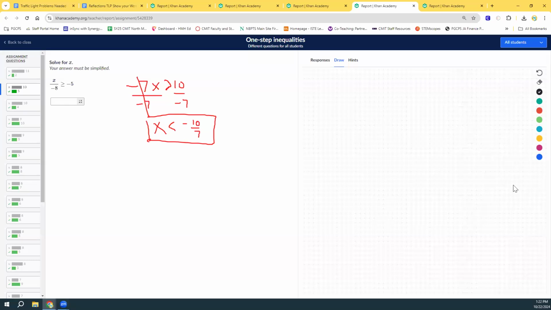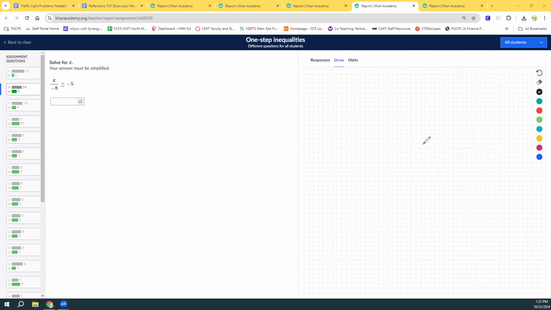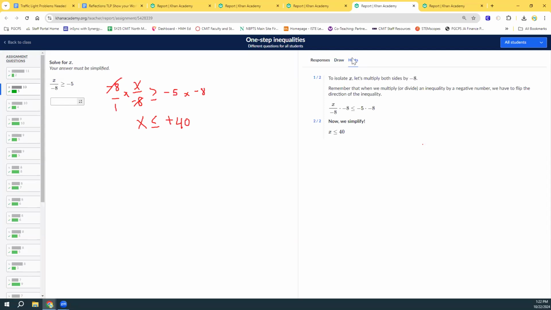And here, we have another one. This time we're not going to divide by a negative, but we are already dividing by a negative, right? So how do you undo that? You multiply by negative 8. I'm going to multiply by negative 8 over 1 on both sides. And so then the negative 8's cancel over here. But because I multiplied by a negative, that is also a flipper. And then negative 5 times negative 8 is, oh my gosh, positive 40, right? Two negatives. So x is less than or equal to 40. And that's what we see.